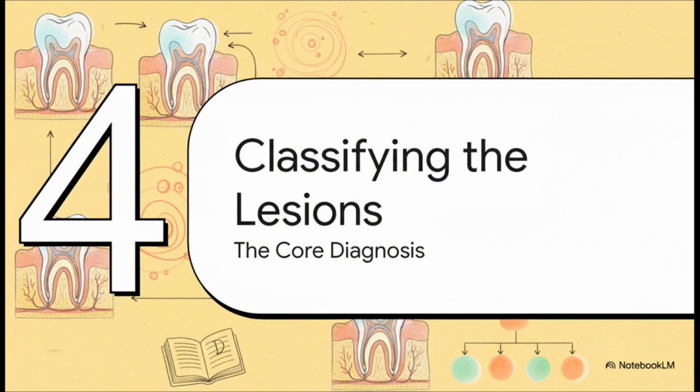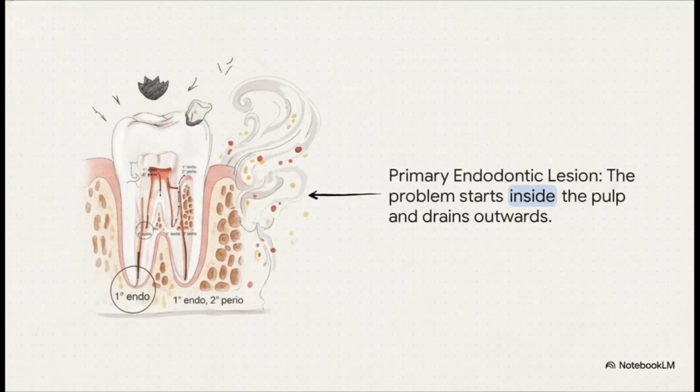Getting this primary diagnosis right is, well, it's everything. It dictates your whole treatment plan and basically predicts your prognosis. First up, we've got the primary endodontic lesion.